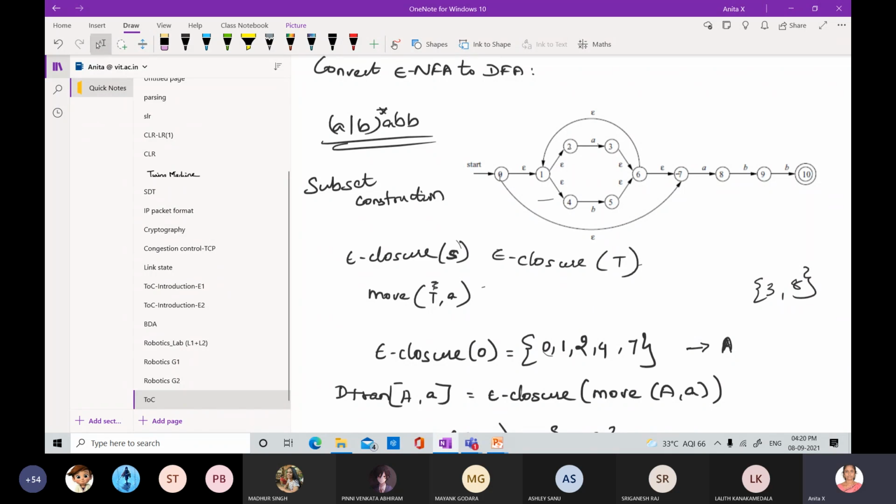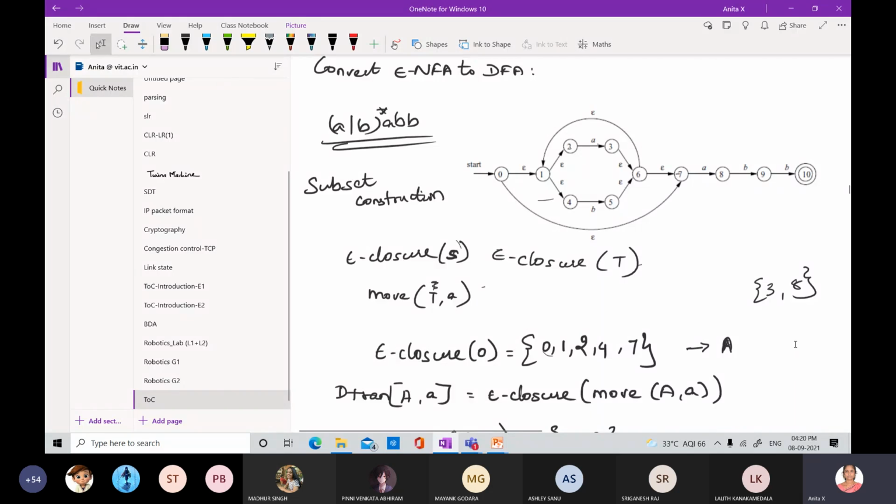Please remember it. Epsilon closure of 0 is 0. From 0, I can reach 1. From 1, I can reach 2 and 4. From 0, I can reach 7. That's it.